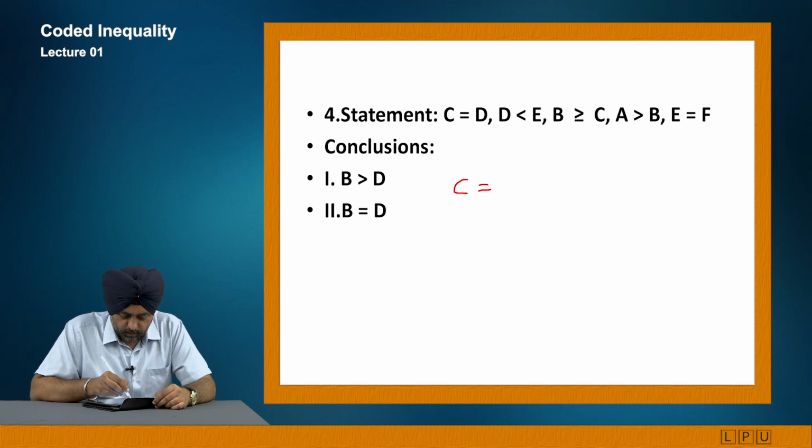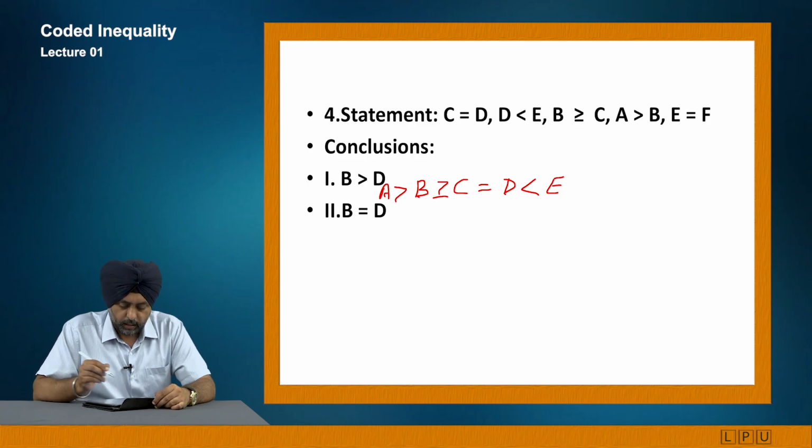C is equal to D. D is less than E. B is greater than or equal to C. So B is greater than or equal to C, we will make it like this. A is greater than B, so we have to make it here. A is greater than B. Any relationship between others? Yes. E is equal to F. So we have covered all the relationships.